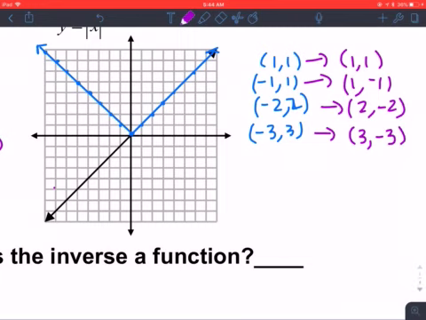I'm going to go ahead and graph these. That point at 1, 1. Point at 1, negative 1. 2, negative 2. 3, negative 3. And you'll see the pattern.